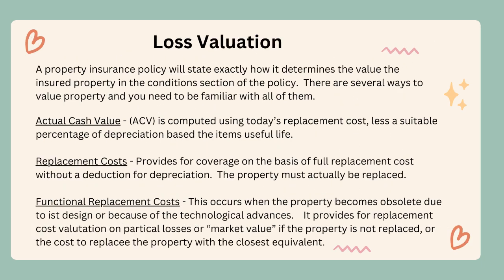Loss valuation. A property insurance policy will state exactly how it determines the value of the insured property in the conditions section of the policy. There are several ways to value property, and you need to be familiar with all of them. Actual cash value, ACV, is computed using today's replacement cost, less a suitable percentage of depreciation based on the item's useful life. Replacement cost provides for coverage on the basis of full replacement costs without a deduction for depreciation. The property must actually be replaced.